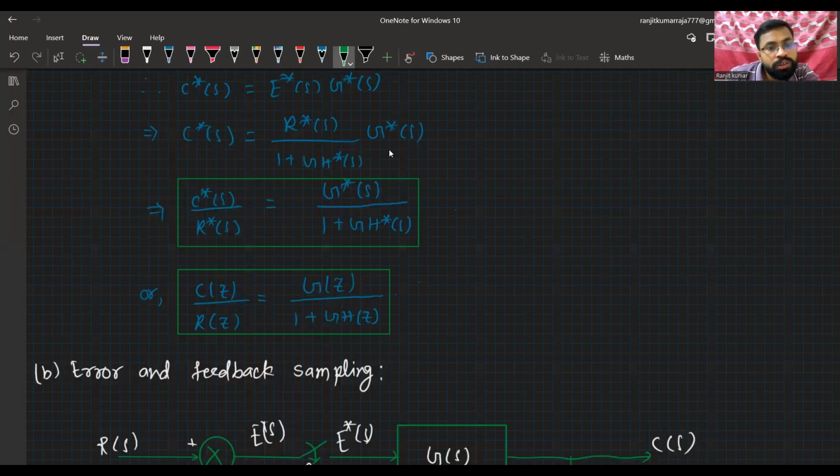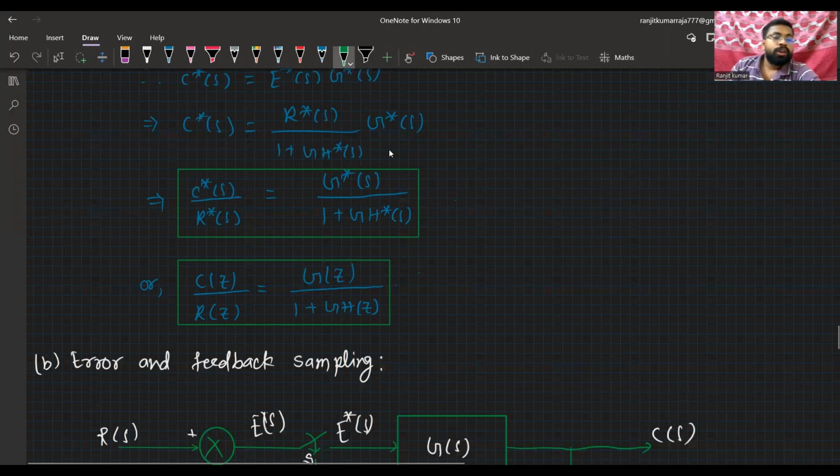Okay, so just take R star of S, that is the input, to the LHS side, so C star of S divided by R star of S equals G star of S divided by 1 plus GH star of S. Just think, this is also a star function and this is also a star function, so no need to make a single function, just take the Z transform. So it will become C of Z divided by R of Z, which equals G of Z divided by 1 plus GH of Z.